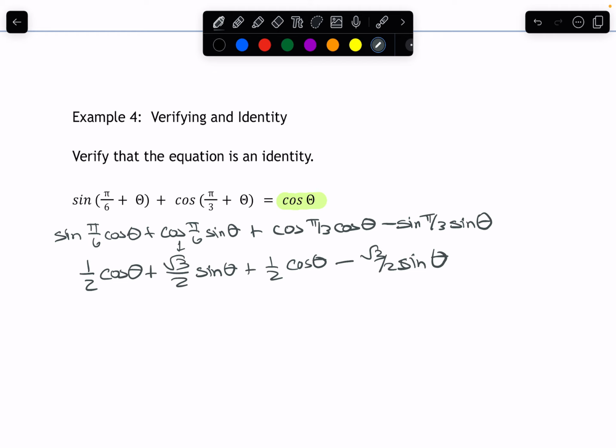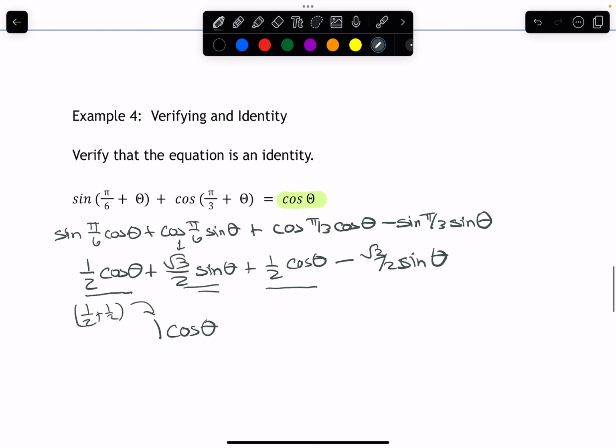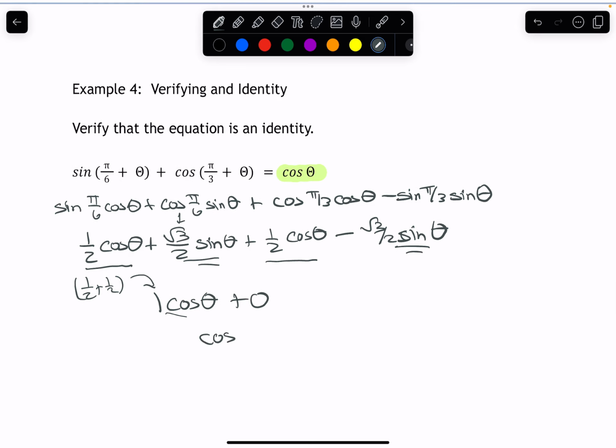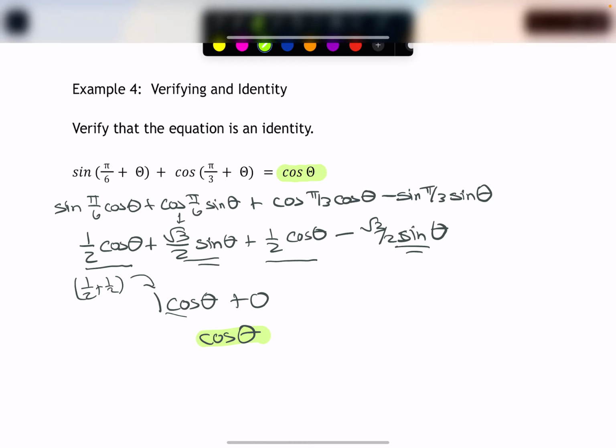Now, we're going to combine our like terms. So we have 1/2 cosine theta and 1/2 cosine theta. That's 1 cosine theta because 1/2 plus 1/2 is 1. Square root of 3 over 2 minus square root of 3 over 2, those are like terms. Well, that's 0. And 1 times the cosine of theta would just be cosine of theta. Adding 0 doesn't change it. So thus, we have taken the left side, the more complicated side, and using identities, transformed it into the right side, thus verifying that that is an identity. And that is how you do lesson 5-4.